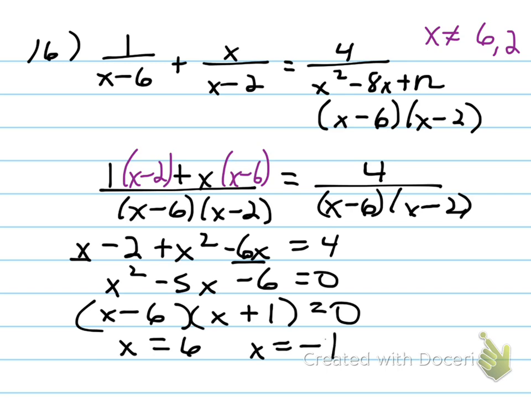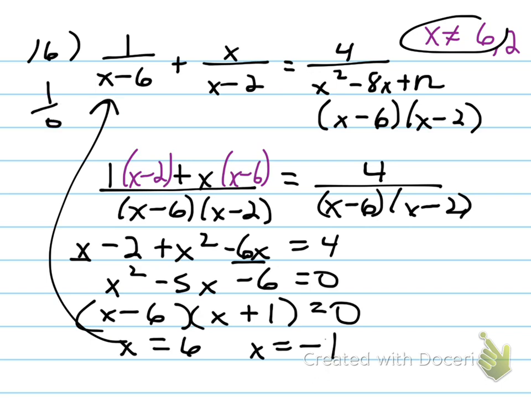And don't rush off yet. Can't be 6. If I put 6 right there, I got 1 over 0. That's a knockout. No sir, no ma'am. But I do like negative 1 as an answer. All done, go Tigers.